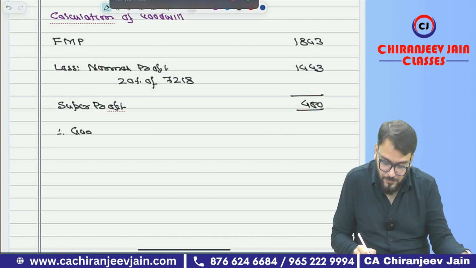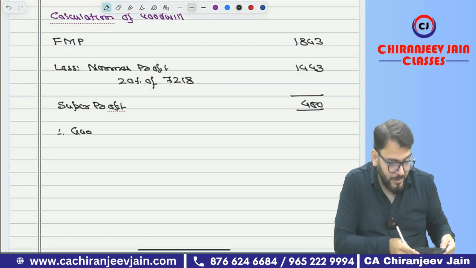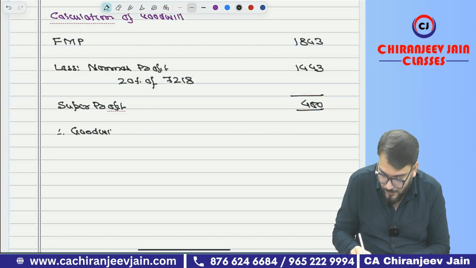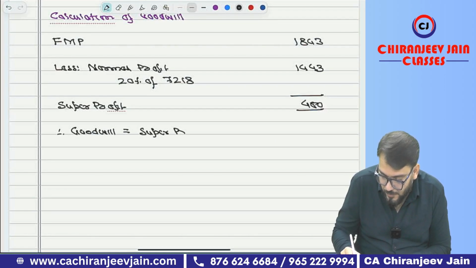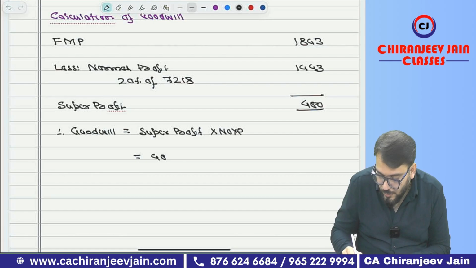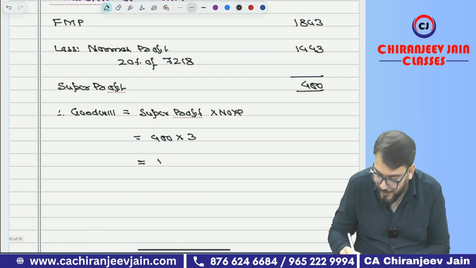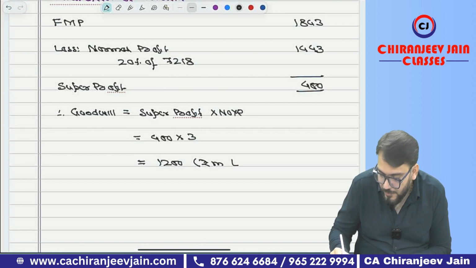Therefore goodwill is equal to super profit multiplied by number of years purchase. 400, and number of years purchase given is 3. So goodwill is equal to how much? 1200. 1200, this is rupees in lakhs. Understood?